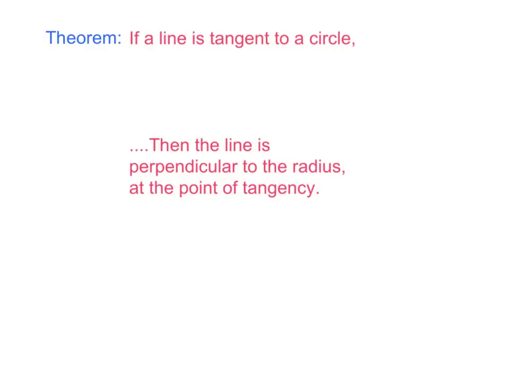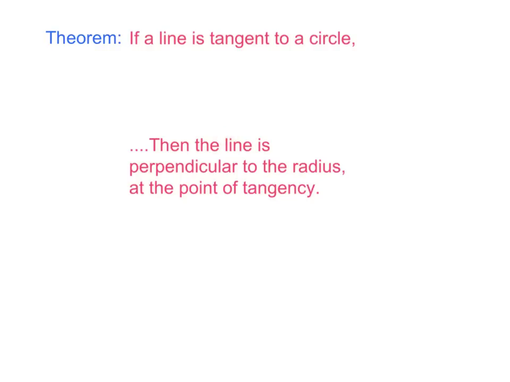Okay, so now we're going to finish the top half of our notes, and we're going to copy this theorem. The theorem says, if a line is tangent to a circle, this is the hypothesis, and I want you to leave a little space here, then the line is perpendicular to the radius at the point of tangency. And this is the conclusion. So let's see what that looks like.